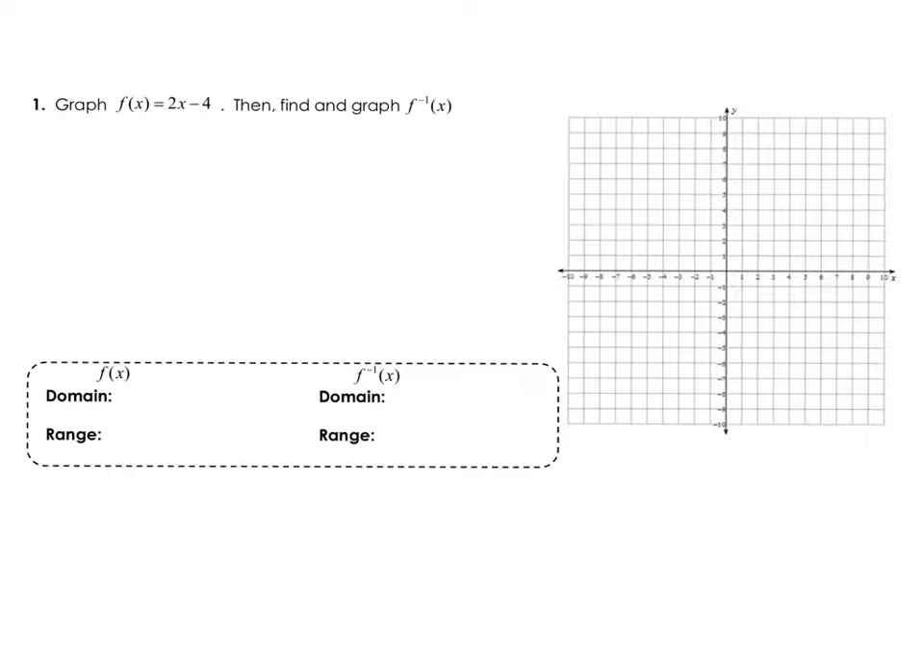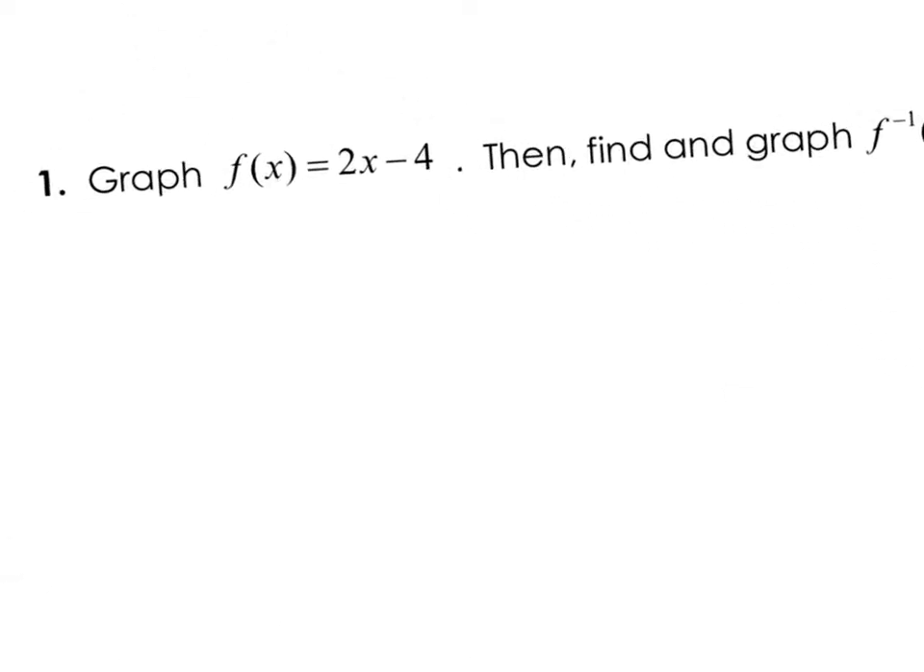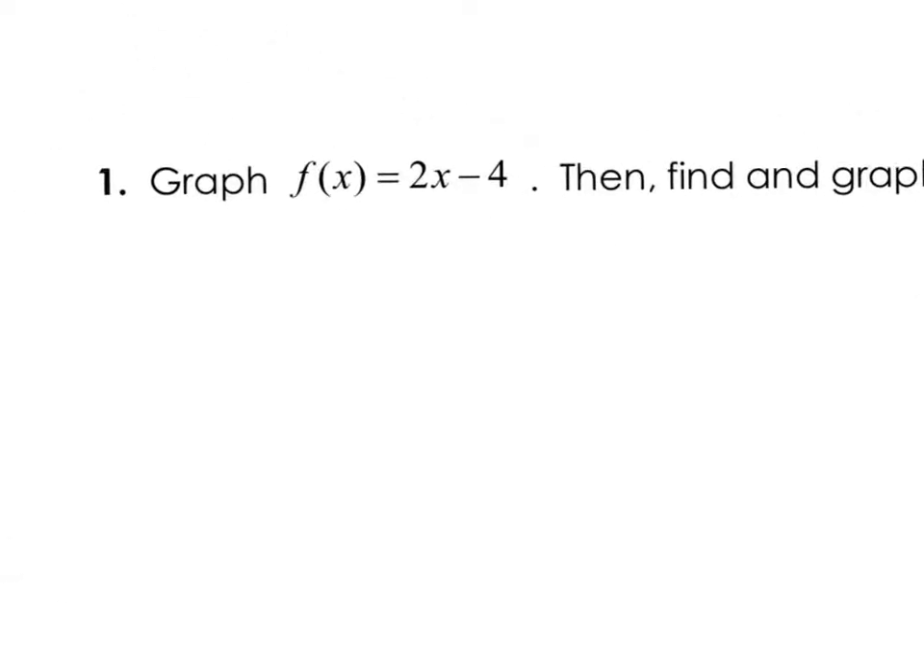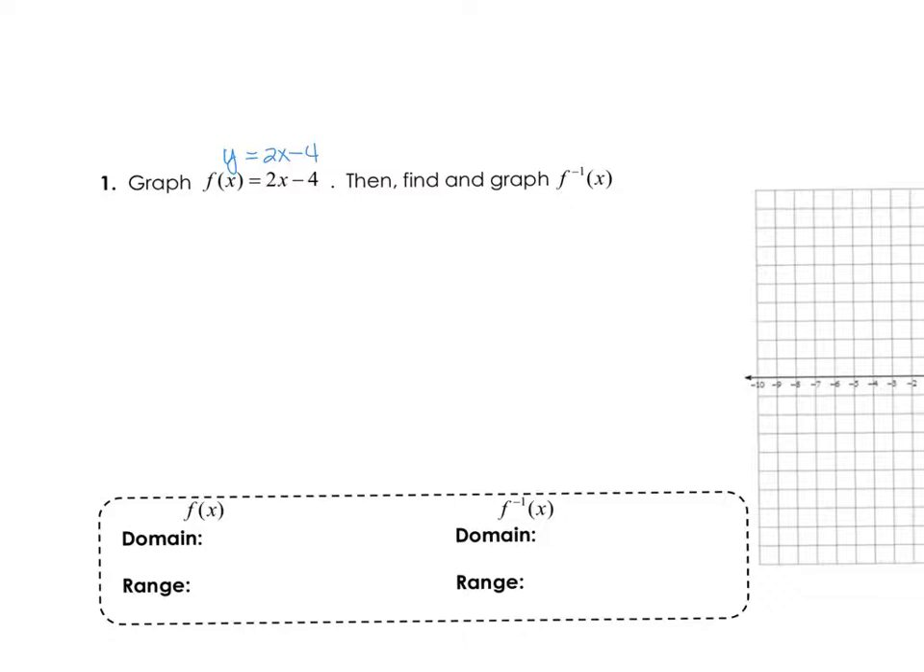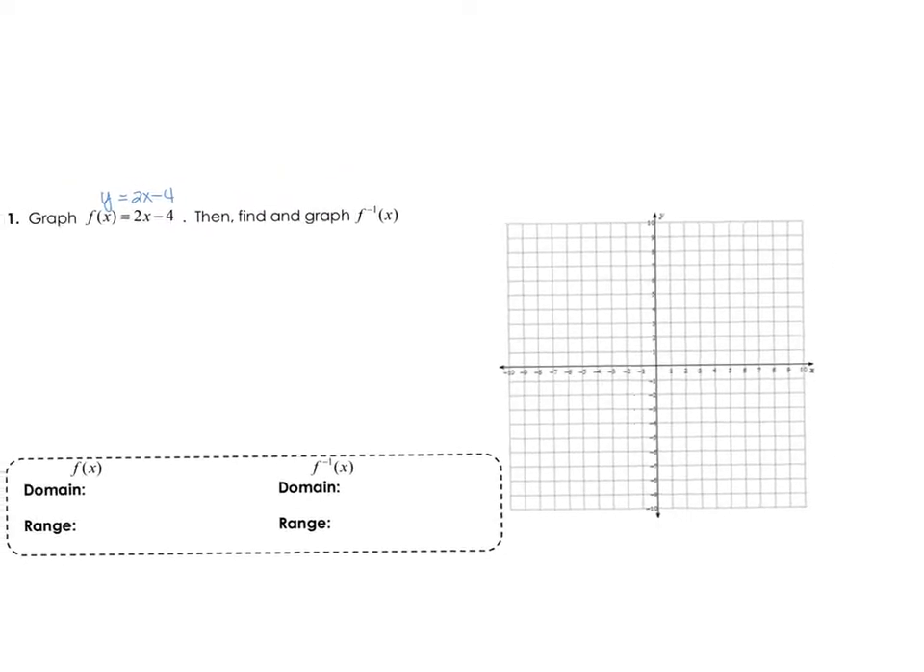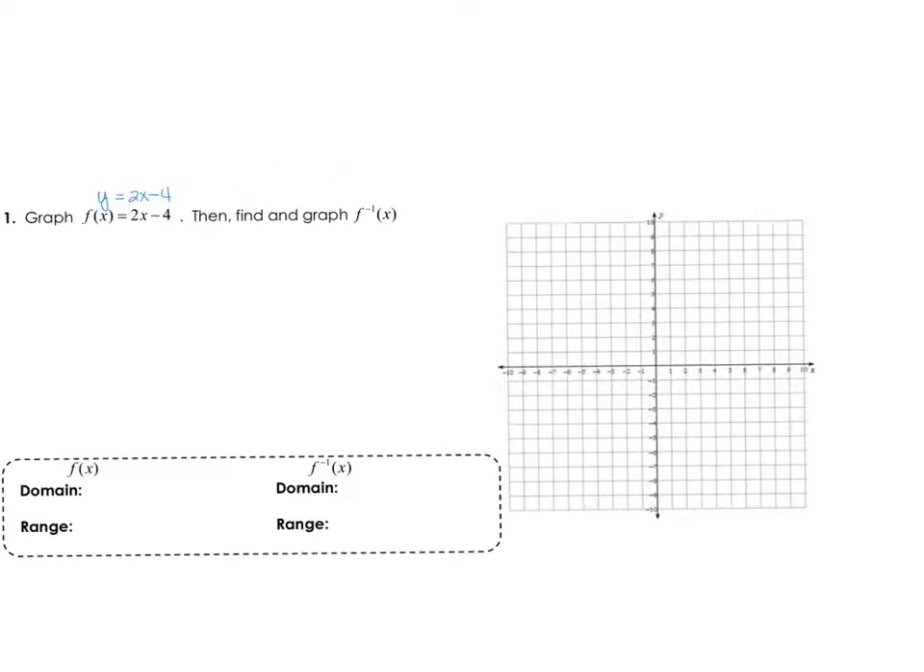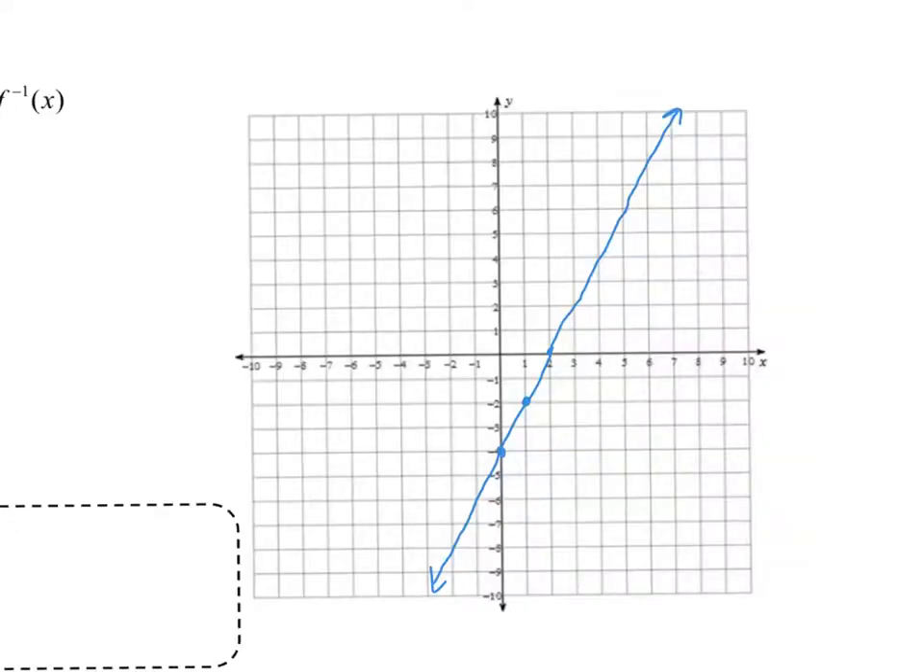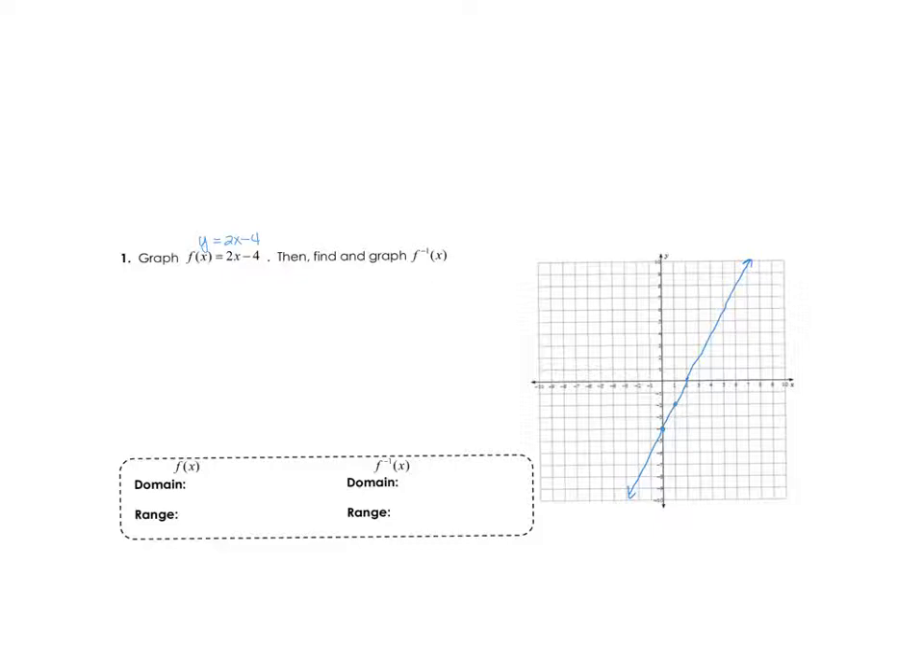Problem 1 says to graph this line, f of x equals 2x minus 4. Well, remember, anytime we have f of x, that's like saying y, right? So it's a fancy way of saying y equals 2x minus 4. And we know how to graph that. That's a linear equation with a y-intercept of -4 and a slope of 2. So I'm going to graph that in blue. Okay, I have my function graphed there.